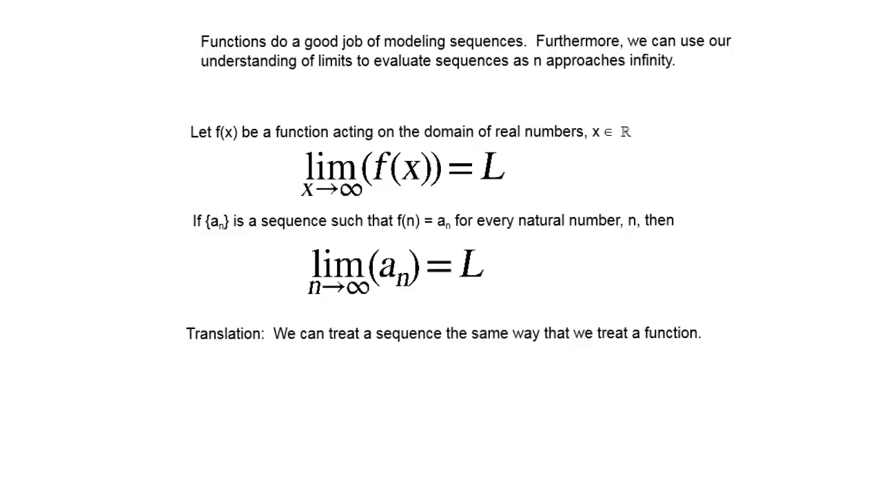Now, f of x works on the domain of the real numbers. However, a sub n works on the domain of the natural numbers. So 0, 1, 2, 3, 4, 5, and so on. Only whole numbers from 0 on higher can be in the set of natural numbers. Now, the translation to this whole list of stuff that I got here is that we can treat a sequence in exactly the same fashion that we treat a function. And that's a beautiful thing. Let's see how.